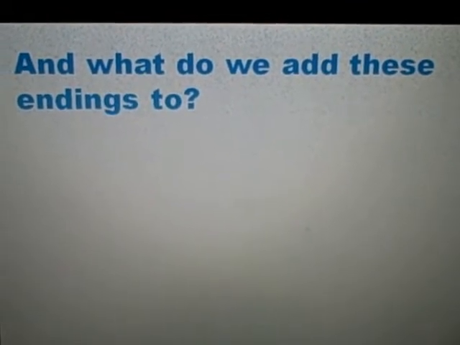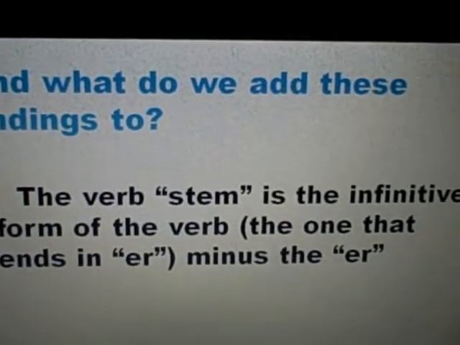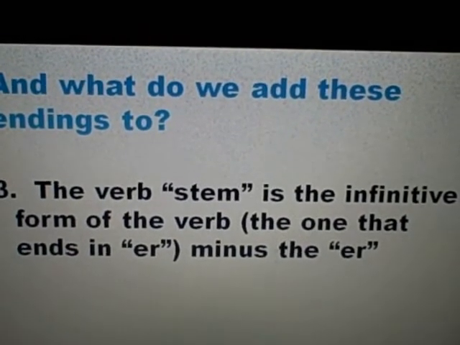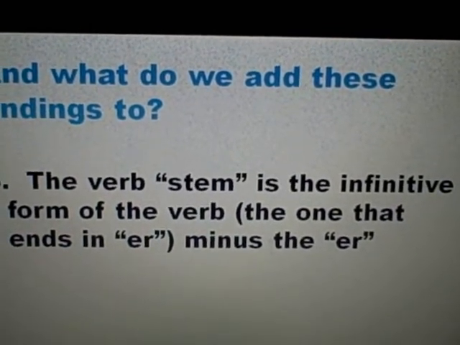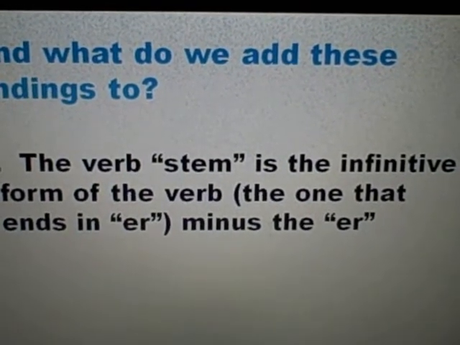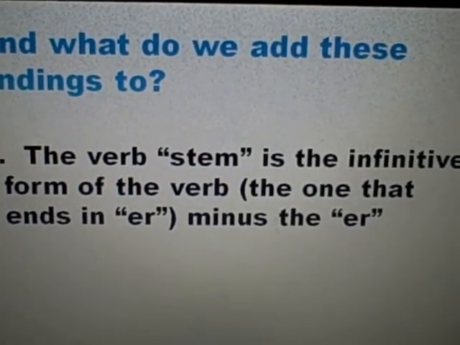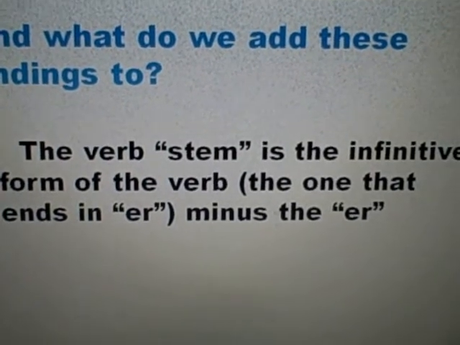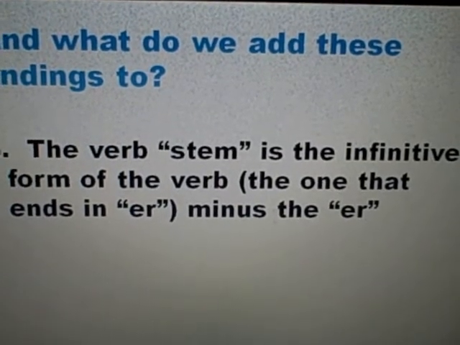Now, a quick review of what your verb endings get added onto, because it doesn't do you any good to add verb endings on if you don't know what you're putting them onto. So how do I get something that I stick a verb ending onto? Well, the rule is that the verb stem is the infinitive form of the verb, which is the form that ends in ER, minus the ER. So you start with the infinitive form. It's the first form you learned, like danser, for example, ends in an ER. So you're going to add these endings onto the infinitive form of the verb with the ER taken away.